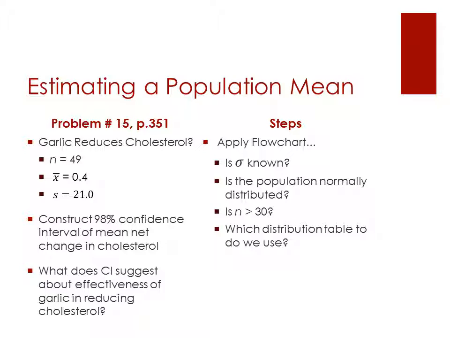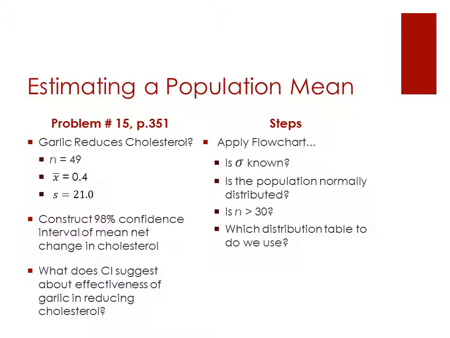Now let's take a look at another problem in estimating a population mean. We're going to use problem number 15 on page 351. The problem we're given is looking at whether or not garlic reduces cholesterol. If you read through that paragraph, you're going to see that we have an N equals 49. We have 49 subjects in our study.